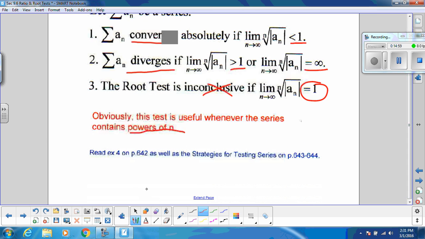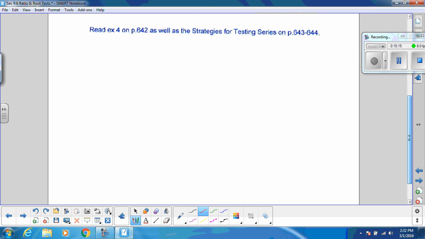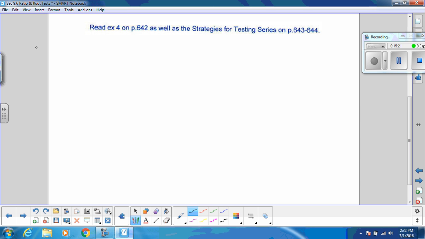Let's go ahead and look at example 4 on page 642. Go ahead and pause this video and get out your textbooks so you can see that and follow along. All right, so example 4. We are trying to determine the convergence of this series, e to the 2n over n to the n. Okay, so big clue here. We have nth powers, so we're going to use the root test.